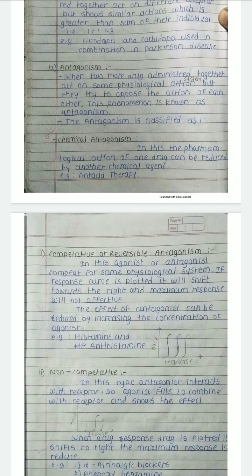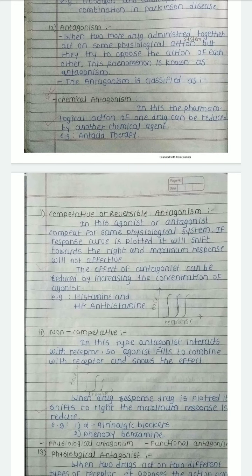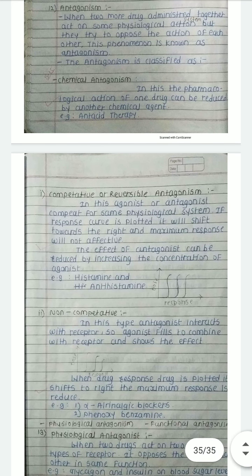It is classified into chemical antagonism and physiological antagonism. In chemical antagonism, a chemical agent will reduce the action of another drug, and that is known as chemical antagonism. For example, in antacid therapy, you are using different kinds of chemical agents, like milk of magnesia and, for example, Gelusil in the antacid, that will reduce or compete with the actions of each other. That is known as chemical antagonism.